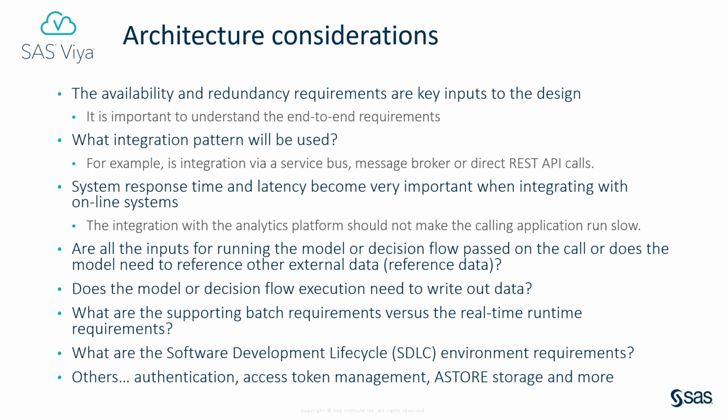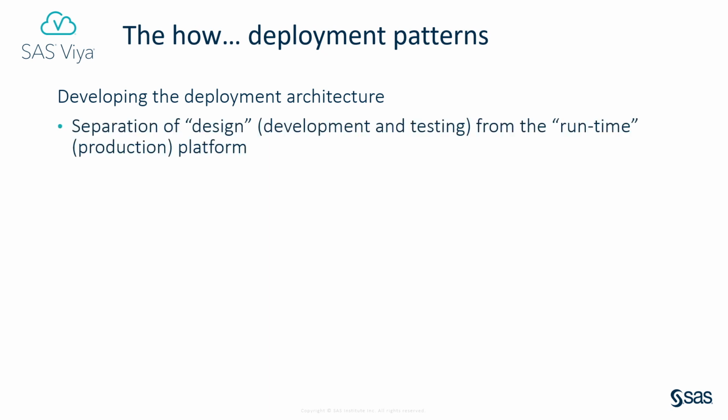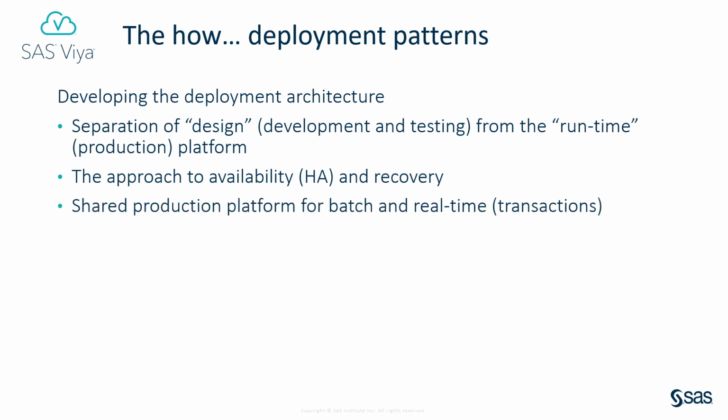And many more. Now let us discuss some of the how. In developing the deployment architecture, we need to consider the SDLC requirements as I've just mentioned. Is separation of the design, which is development and testing environments, from the runtime platform required? What is the approach to availability and recovery? Is there going to be a shared production platform for batch and real-time, or do these need to be separated?